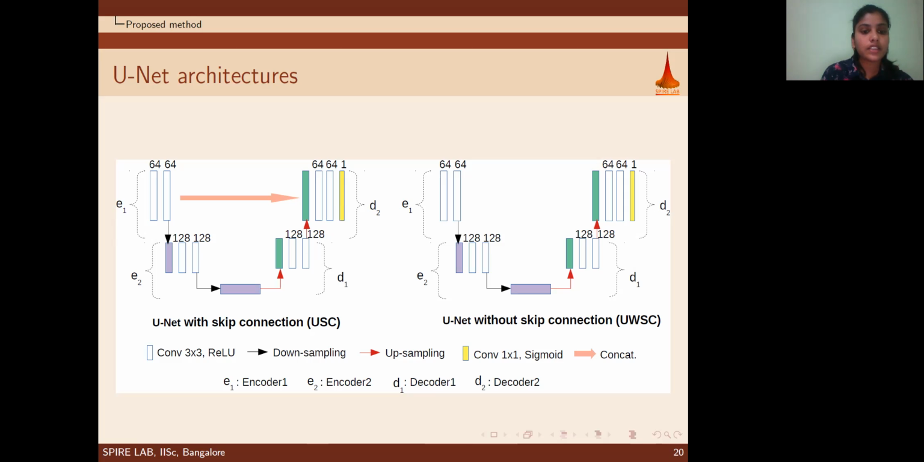Here, a concatenation layer or skip connection is added in the second decoder after an upsampling layer with the correspondingly cropped feature map from the contracting path to the expansive path, which is called UNet with skip connection or USC. And its absence is termed as UNet without skip connection or UWSC.